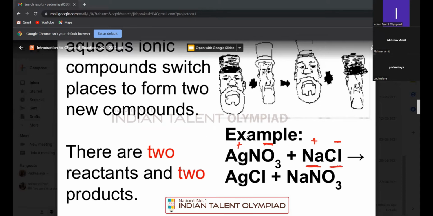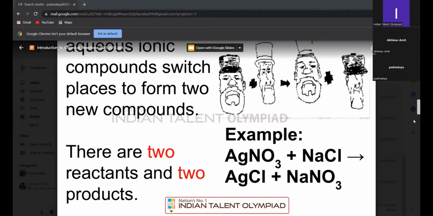And moreover, sodium is a metal, silver is a metal. Sodium is an alkali metal and silver is a transition element here. Both are electropositive only. Two positive parts cannot form a bond. Whenever you are taking ionic compounds, there will always be a bond between a metal and a non-metal only. Metals and non-metals only will form an ionic compound.